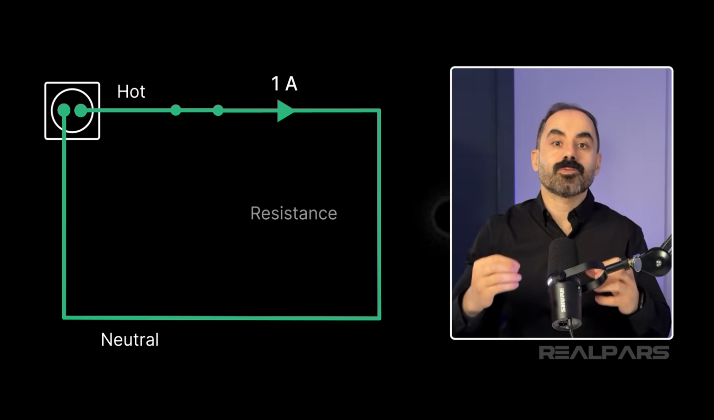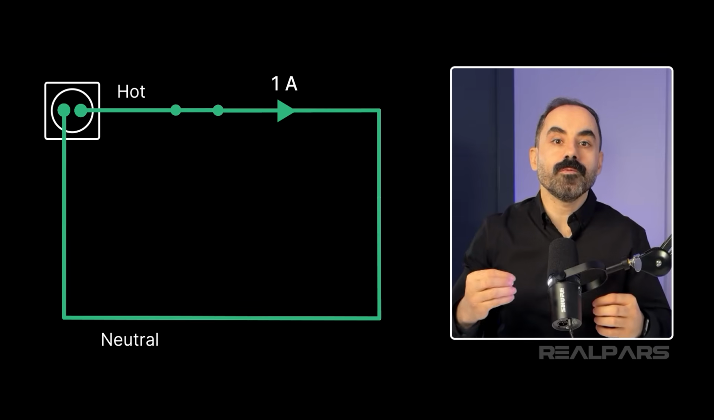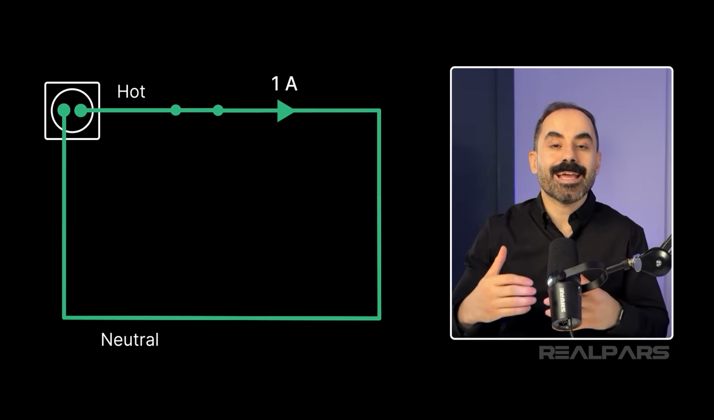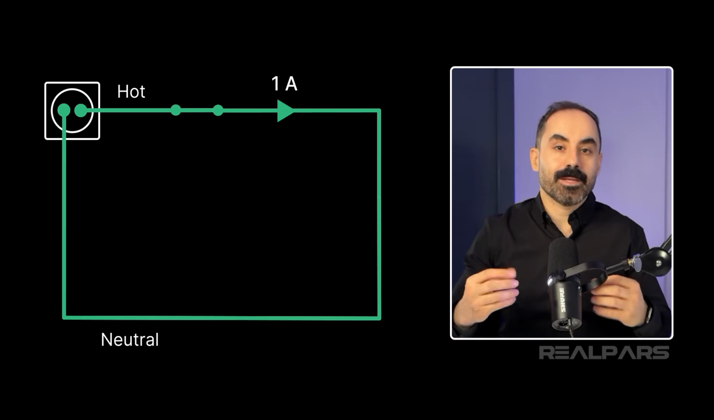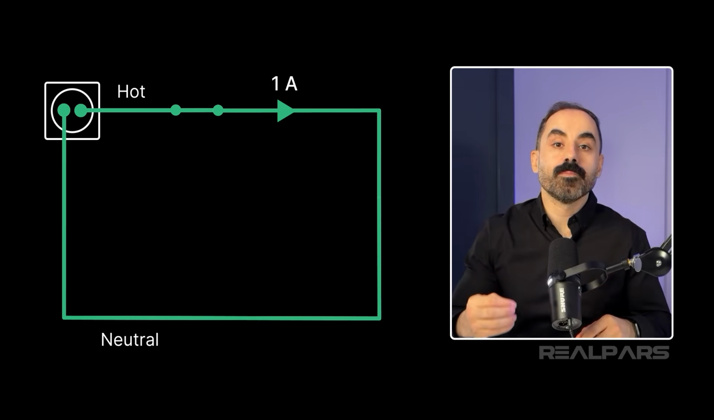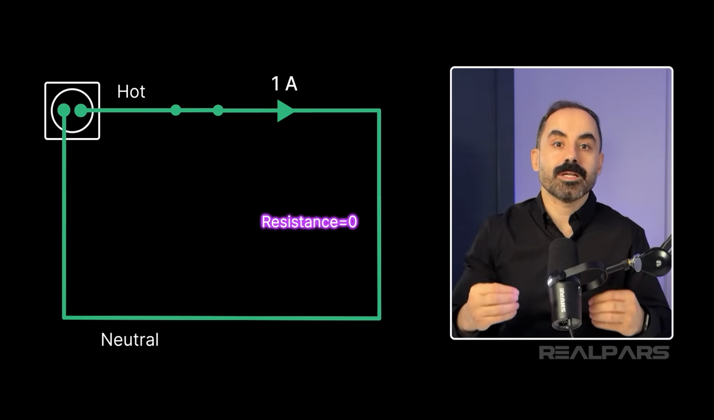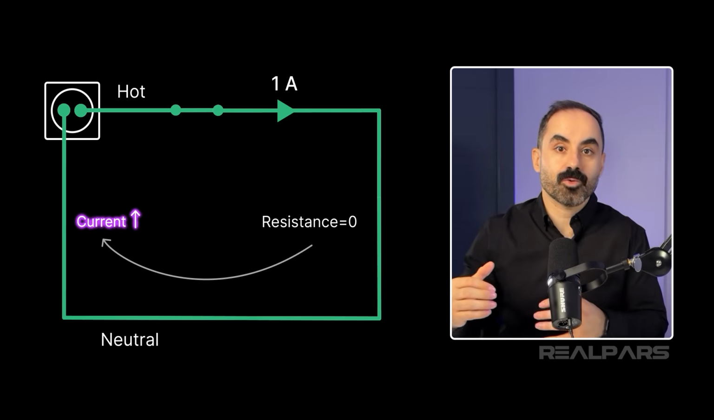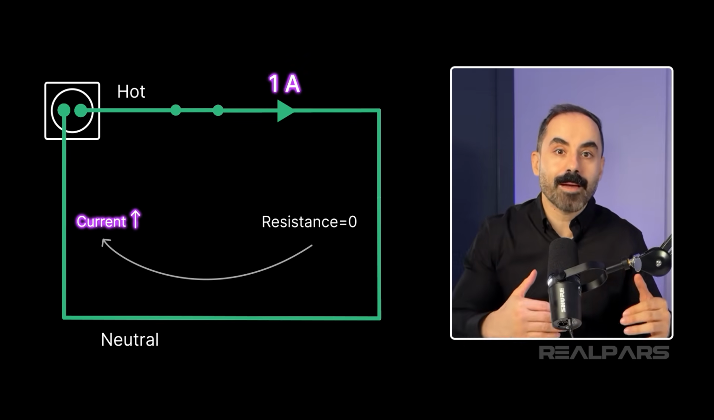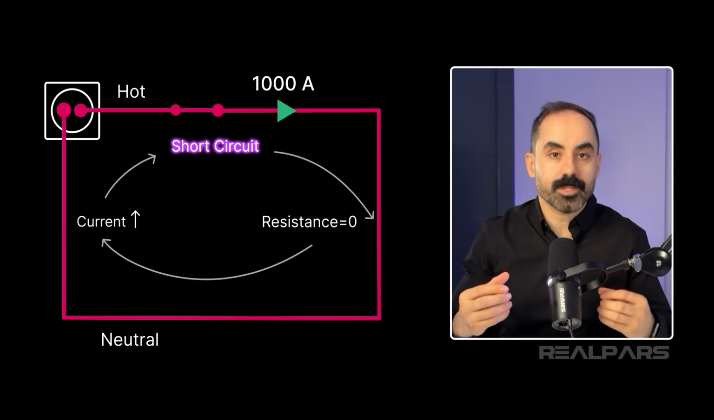But now let's remove this lamp. What happens when I do this? Well, if I remove the lamp, there won't be anything else within the circuit that can slow down the electricity and keep it in control. That means when I remove the lamp, I remove the resistance, which means resistance goes to zero. And when resistance goes to zero, current goes extremely high in a very short period of time, like going from 1 ampere to 1,000 ampere. And this is what we call a short circuit.